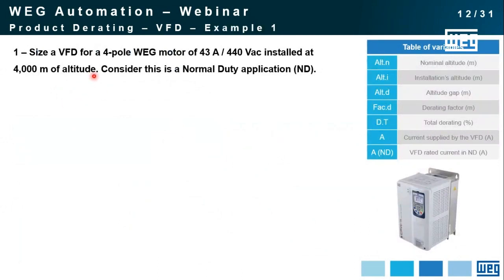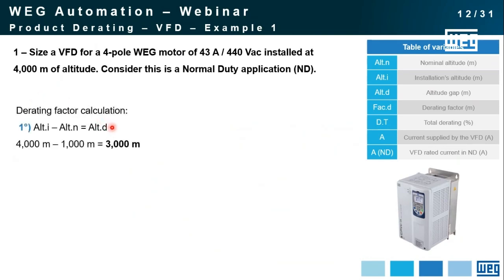Let's say that you have a VFD and you have to size it for a 43 amp motor applied at 4,000 meters of altitude. What do you do? First, you have to calculate the gap between the application altitude and the maximum altitude you can apply this VFD without any derating. In this case, it's 3,000 meters. Then use this value and multiply by the factor.